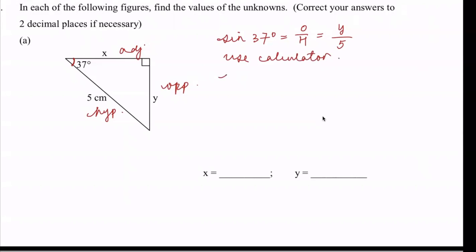Okay. Sine 37 degrees is equal to 0.6018. This is equal to Y over 5. So Y is equal to 5 times 0.6018, which is equal to 3.01. Okay, so this is how we find the opposite side.